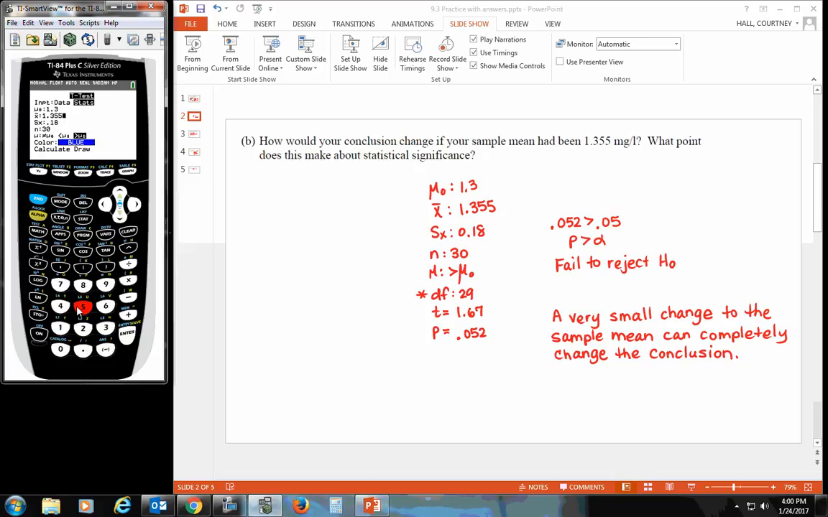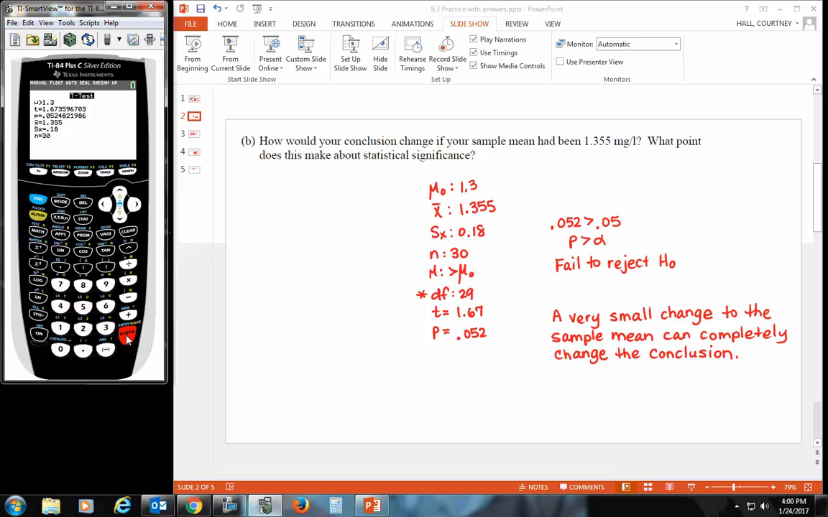So the hypothesized mean would still be the 1.3. They're changing the x bar to 1.355. We're going to leave the standard deviation, leave the sample size, leave the sign for our alternative hypothesis being greater than, and we're just going to rerun it and see what would have happened. So if we recalculated it with that different mean, notice that now we have a p-value of 0.05.